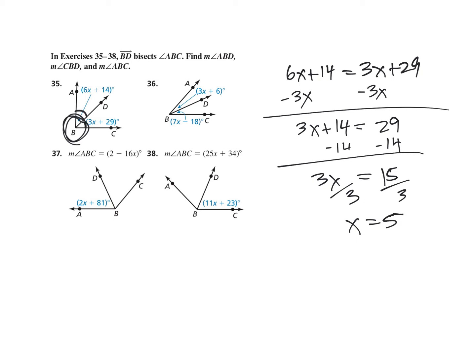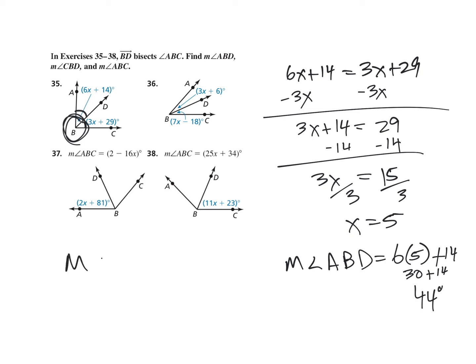Now, it wants the measure of each of those angles. So the measure of angle ABD is going to be 6 times x plus 14. 30 plus 14 is 44. So it's 44 degrees. And the measure of angle CBD is equal to 3 times x plus 29. So 15 plus 29 is 44.